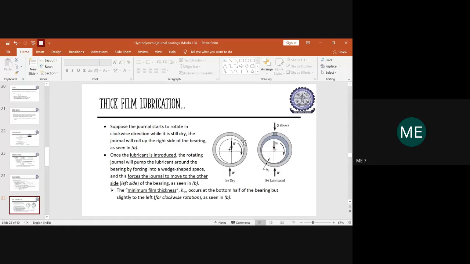I'm sorry. So when there is no lubricant, the journal will move towards your right as shown in the diagram. Once the lubricant is introduced, the journal will pump out with the lubricant film. It will be well stabilized with a film of lubricant around it, and as a result it is forced to move towards your left, but still it moves in the clockwise direction.